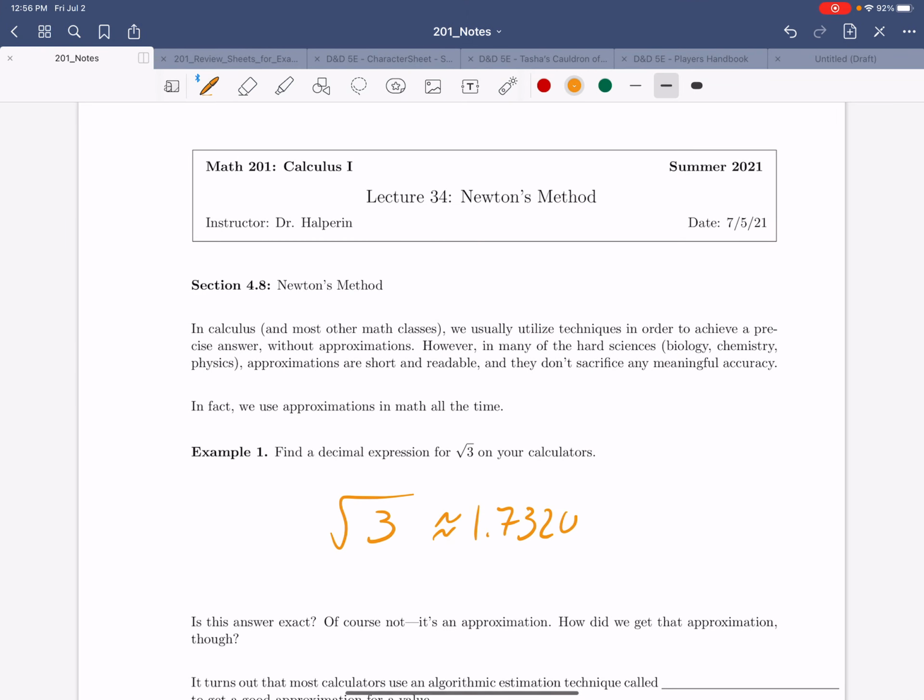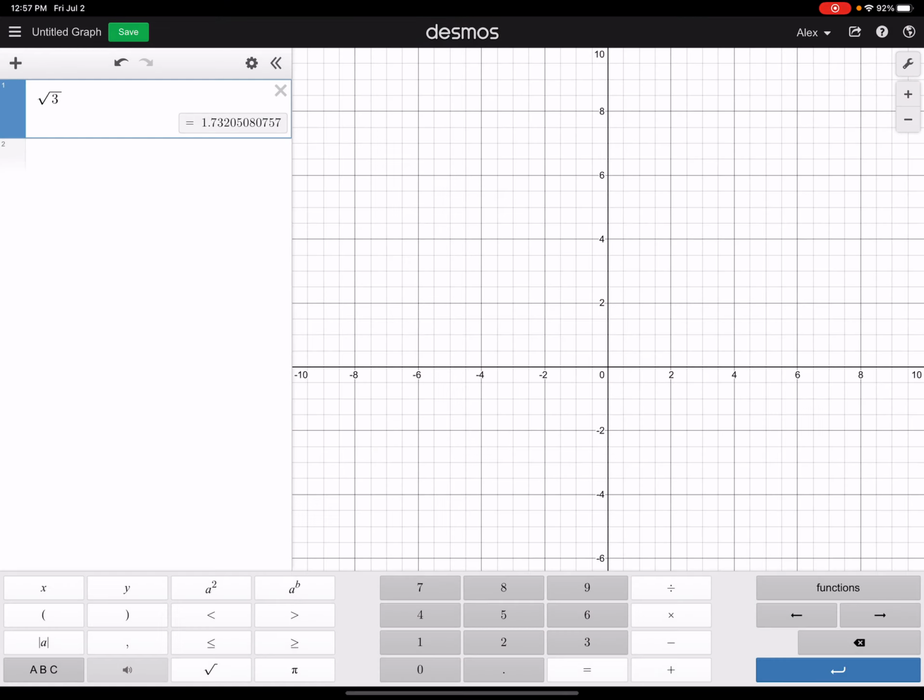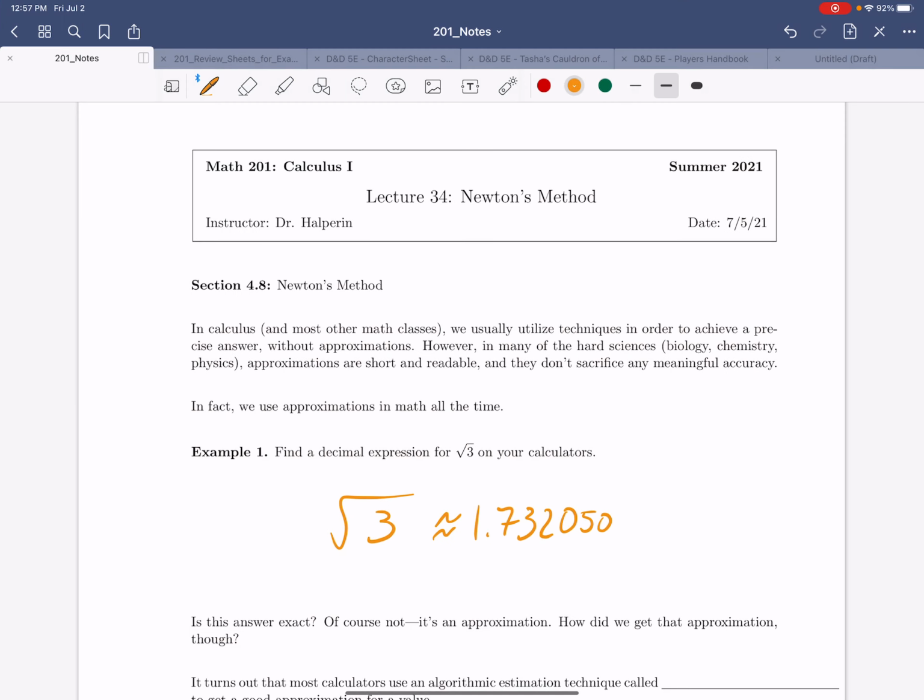757. Right, and that's an approximation, a very good approximation. It's still an approximation, right? It goes on forever, not repeating, irrational.